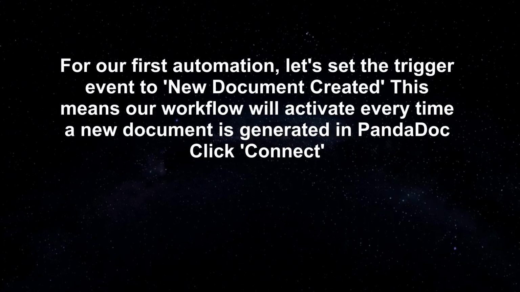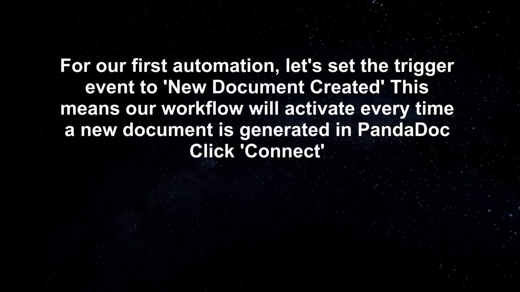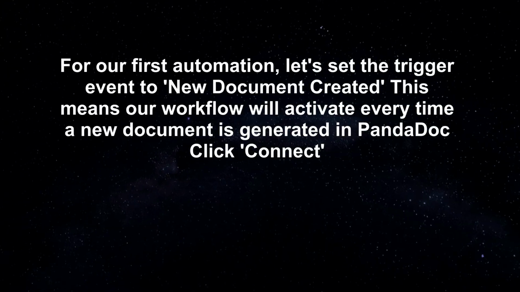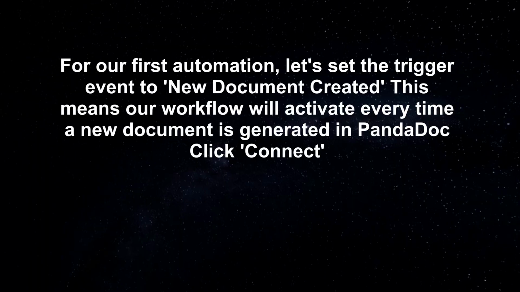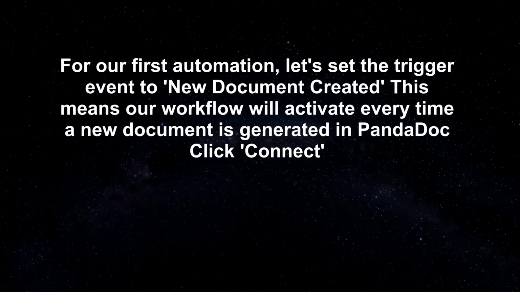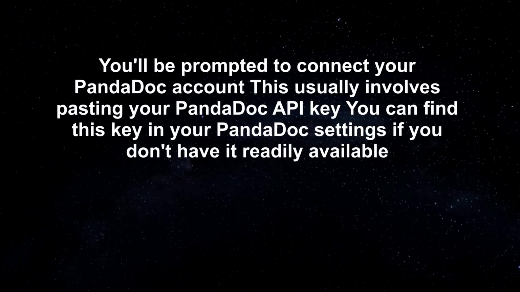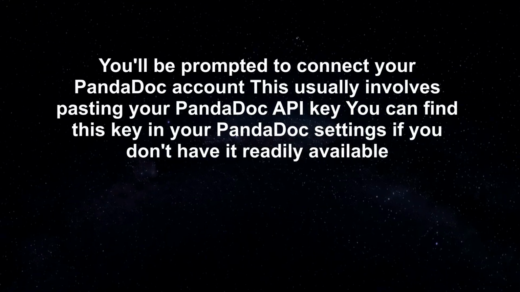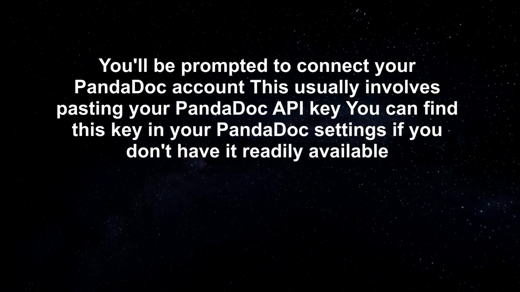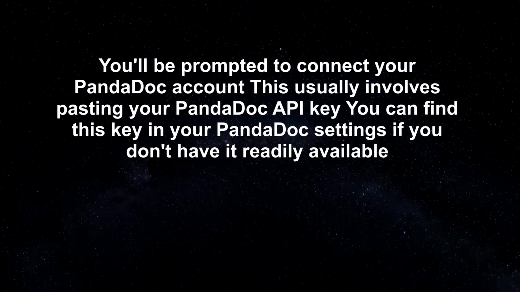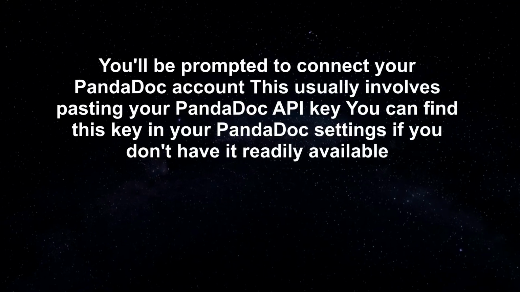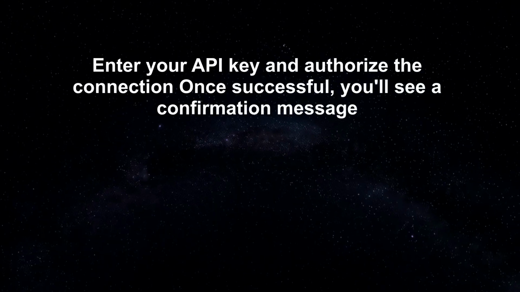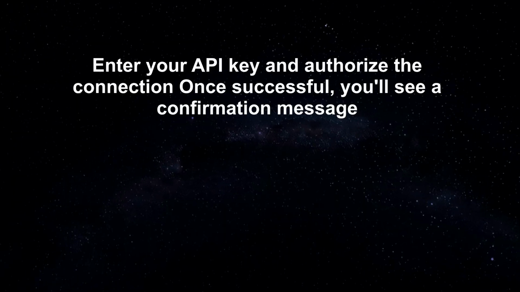For our first automation, let's set the trigger event to New Document Created. This means our workflow will activate every time a new document is generated in Pandadoc. Click Connect. You'll be prompted to connect your Pandadoc account. This usually involves pasting your Pandadoc API key. You can find this key in your Pandadoc settings if you don't have it readily available. Enter your API key and authorize the connection. Once successful, you'll see a confirmation message.